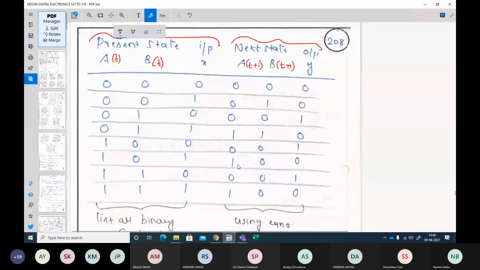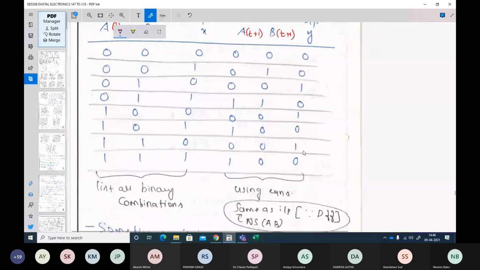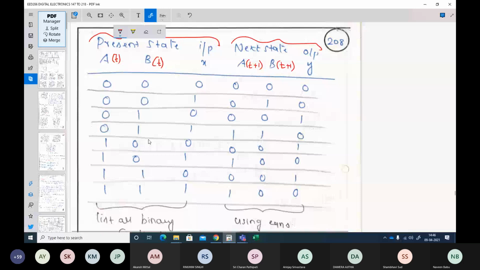Now the next state, how do I fill this? How do I fill the next state? We will use these equations. Using these equations, we will fill A of t plus 1, B of t plus 1 and Y. Okay, so right, we have filled this. Maybe let us take one example here. Let us take this example here.